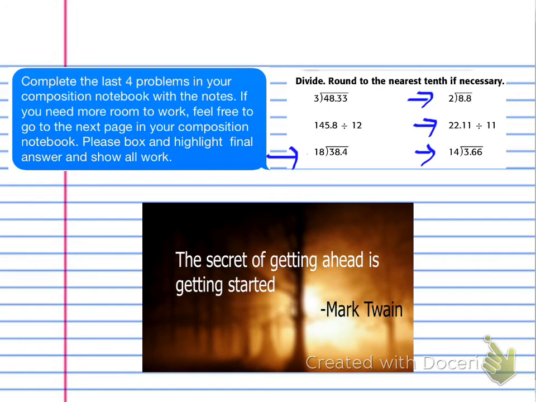So right here also I have a little quote, inspirational for us. It says, the secret of getting ahead is getting started. And that was Mark Twain's quote.